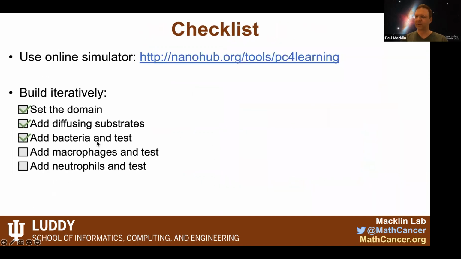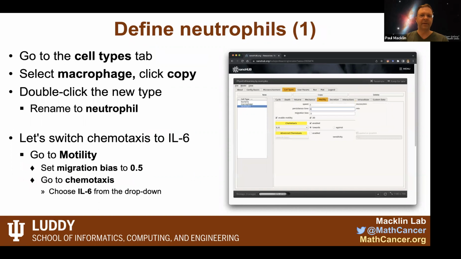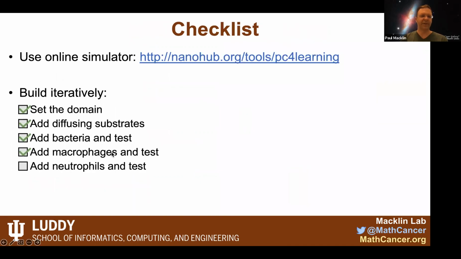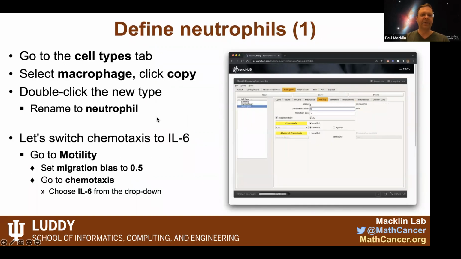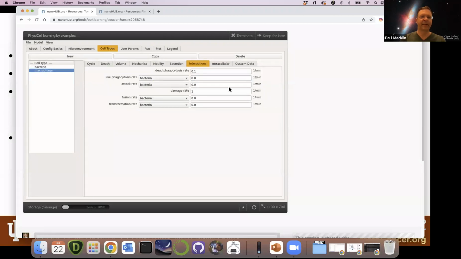Oh, stupid Macintoshes and their backward scrolling. Okay. There we go. So we added macrophages and tested. Now we need to go to neutrophils. So we are going to copy the macrophages and we're going to rename them to neutrophils. And then we want to make sure that their motility is that they're chemotactic, moving towards IL-6 instead. So let's go back to cell types, click on macrophage, copy it, double click over here to rename it to neutrophil.